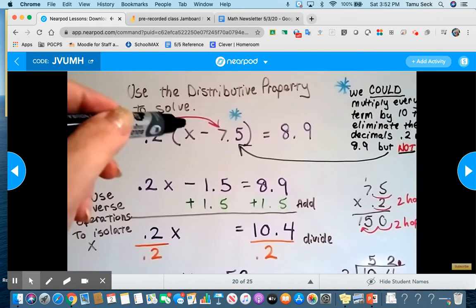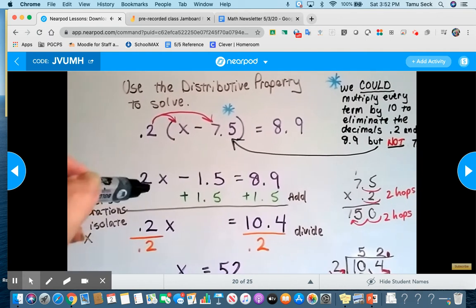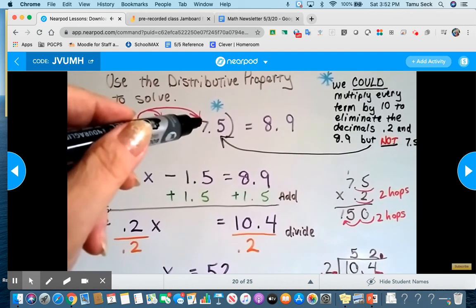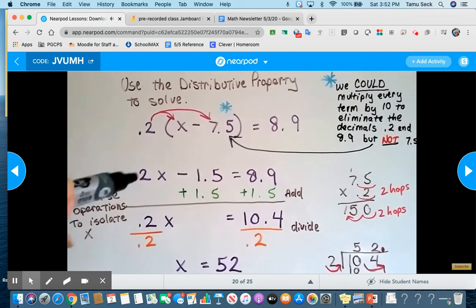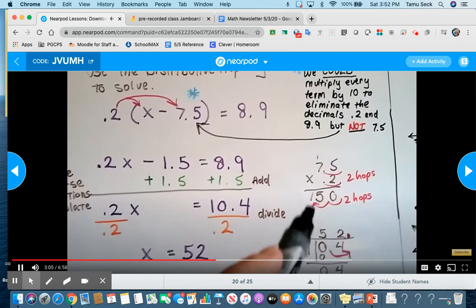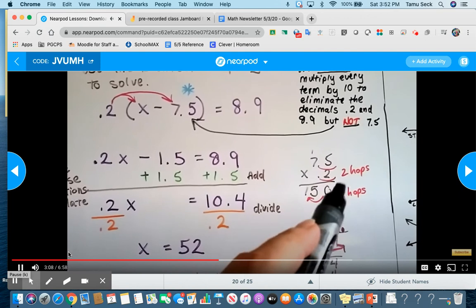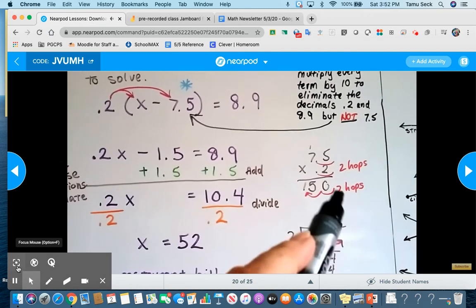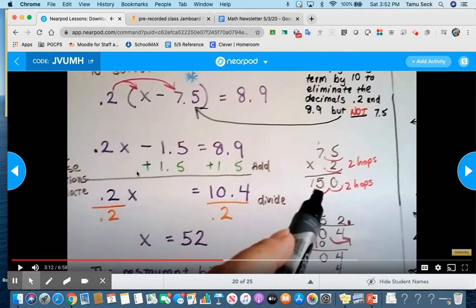So 0.2 times x is 0.2x right here. 0.2 times negative 7.5 is negative 1.5. 7.5 times 0.2 is 150, and because there are two decimal places in the equation, we get 1.5. So once we've used the distributive property, we multiplied 0.2 times x and 0.2 times negative 7.5 to get this answer. Now we treat it like a two-step equation. So we add the constants and then finally divide by the coefficient.